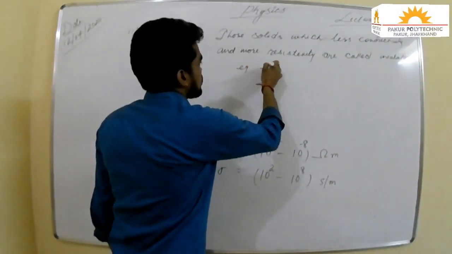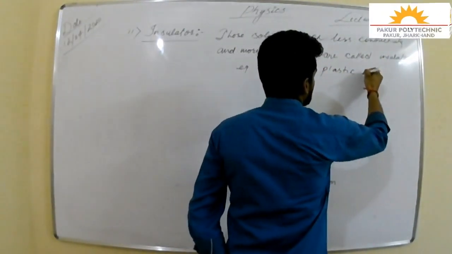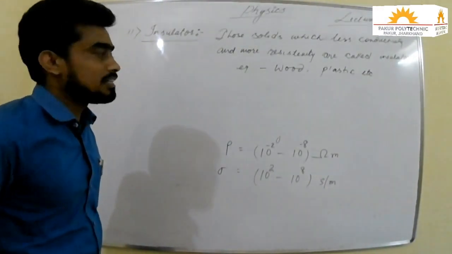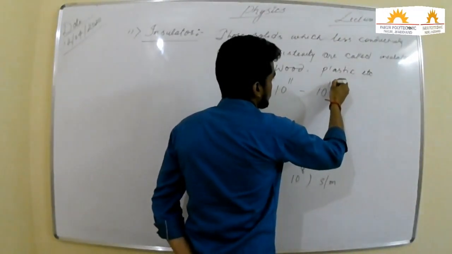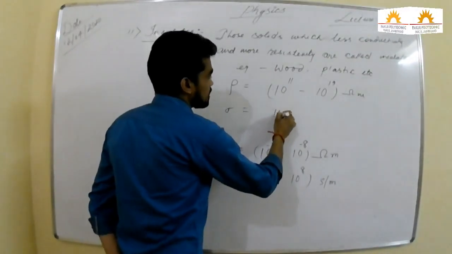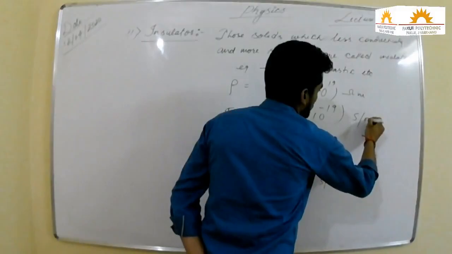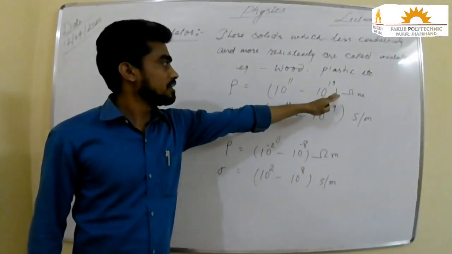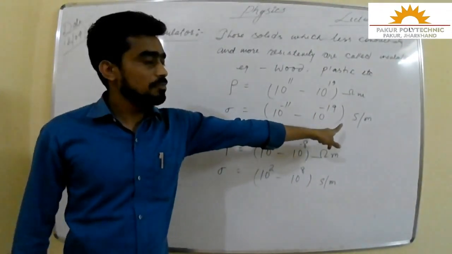For example, wood, plastic, etc. The resistivity lies in the range 10 to the power 11 to 10 to the power 19 ohm meter, and the conductivity lies between 10 to the power minus 11 to 10 to the power minus 19 Siemens per meter. So this is the range for resistivity, 10 to the power 11 to 10 to the power 19 ohm meter, and for conductivity, between 10 to the power minus 11 to 10 to the power minus 19 Siemens per meter.